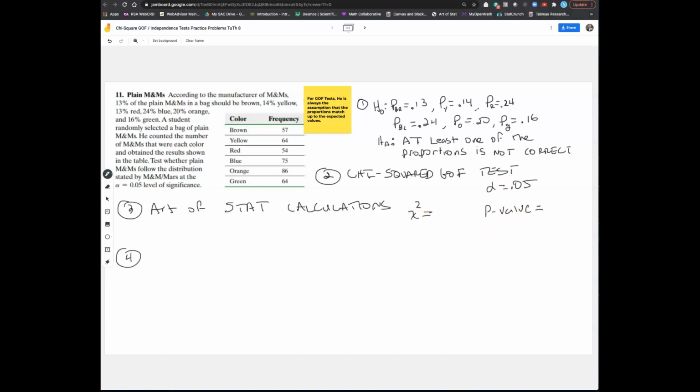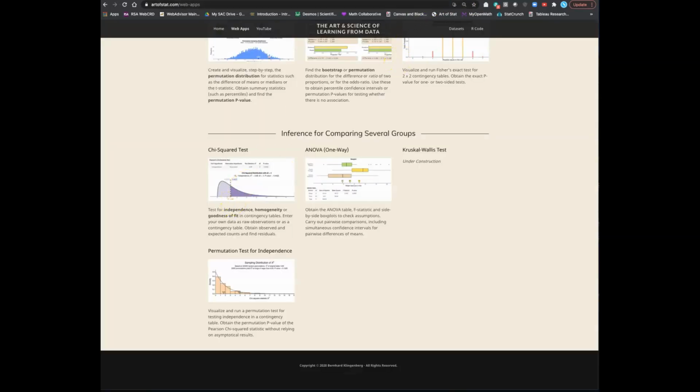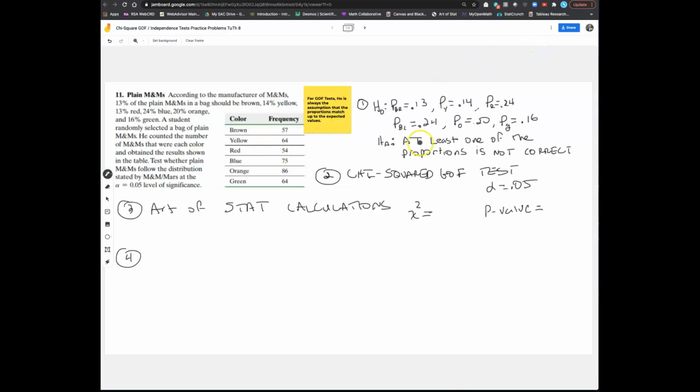So let's go ahead, you go to the artistat, and then you're going to go to the chi-squared test option that we have. There we go, right from the web app. So you have chi-square test, and we're now going to do a goodness of fit test, and we're going to use a contingency table since we have the values. Now there are 6 categories because you have the colors there, right? And so for this example, you can put in the colors. So you will see we have brown, yellow, red, blue, orange, and green. So we're going to go ahead and do that. Brown, yellow, red. So we'll put that in.